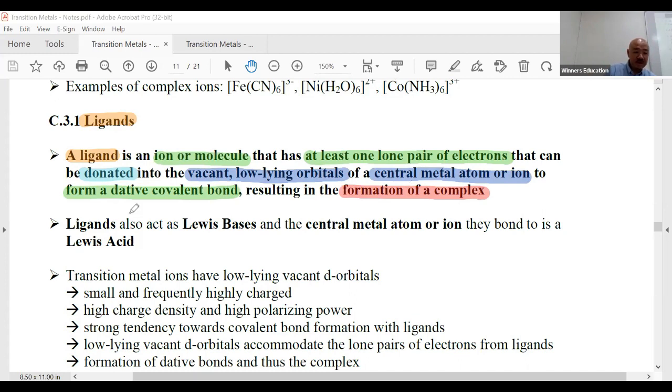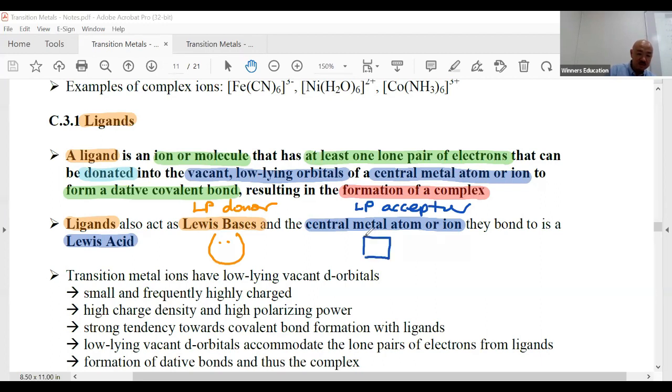If you look at it, then what are really ligands? Ligands are therefore very good Lewis bases. What are Lewis bases? They are basically lone pair donors. Donate to whom? Donate to the transition metal central atom or ion, which acts as a Lewis acid, because Lewis acids are lone pair acceptors. Lone pair donor has the lone pair. Lone pair acceptor has the empty, vacant, low-lying orbitals. Make sense? That's what we learned.